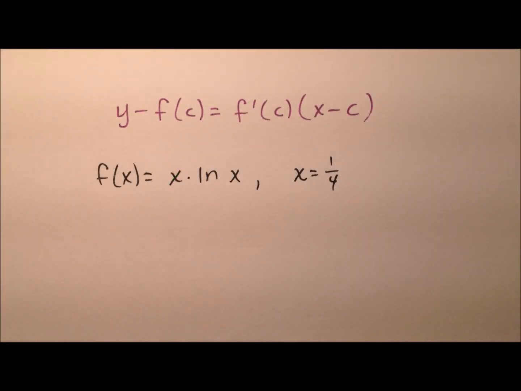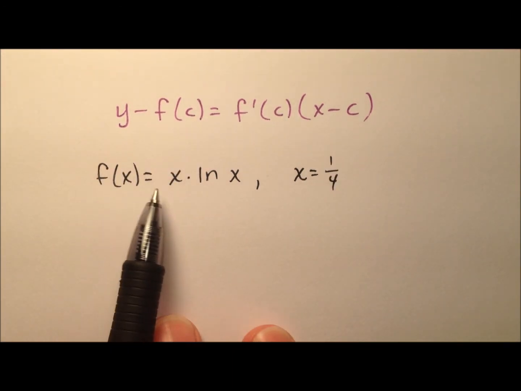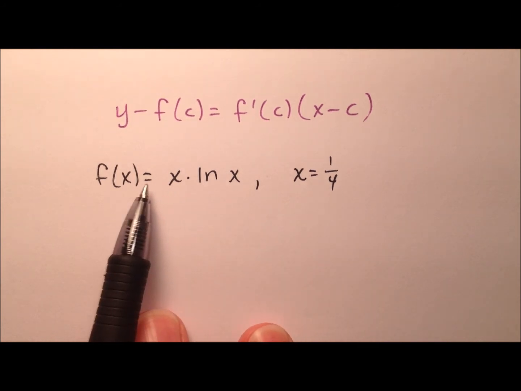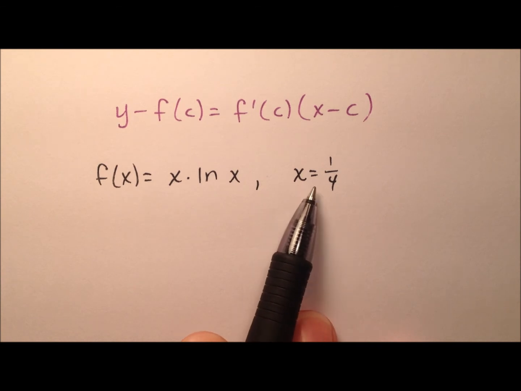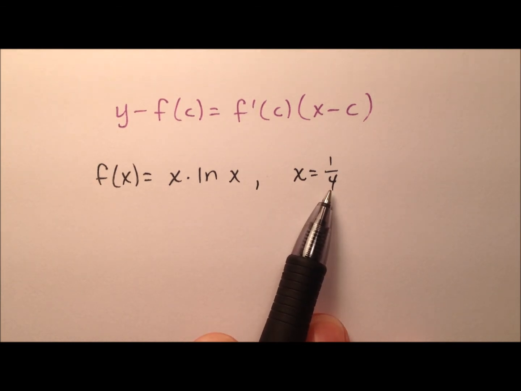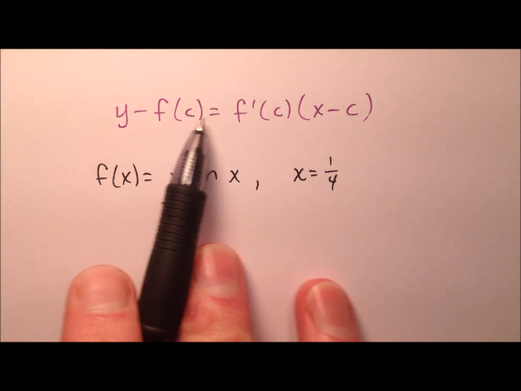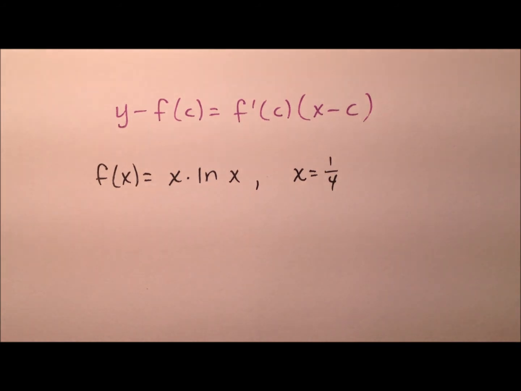So that was what the graph of that looks like. So let's go ahead and do a second example. I have f of x equals x times the ln of x. And I want to write an equation of the tangent line to the graph of this function at x equals 1/4. Okay, so we just said we need to plug 1/4 into our function, and then we need to plug 1/4 into the derivative. And then we can write this equation.